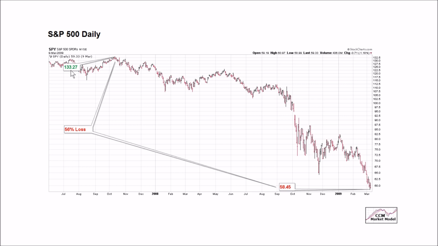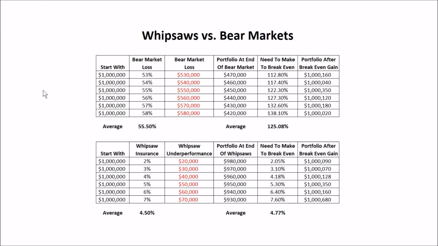Buy and hold, 133.27 for SPY. It went all the way down to 58.45. That's a 56% loss. So in this table, we're looking at a potential range of losses in a bear market. And you may say this is extreme. Well, in my lifetime as a professional, I've seen 2 bear markets that have wiped out over 50% of a portfolio's principal under a buy and hold scenario.